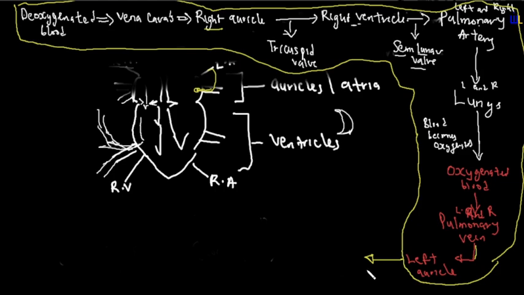So it's coming back to the heart, but this time it's oxygenated. And where will it enter? It will enter the left auricle. From the left auricle, it would move into the left ventricle. And the valve there is what we refer to as your bicuspid valve. Another name for the bicuspid valve is the mitral valve.